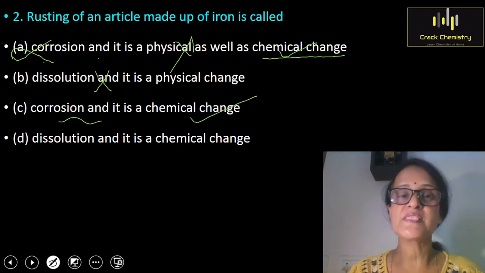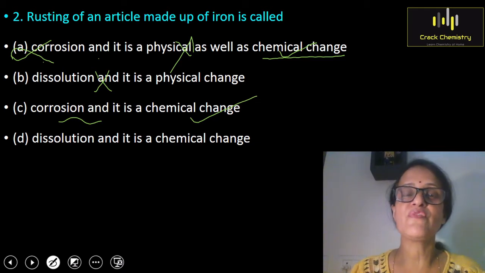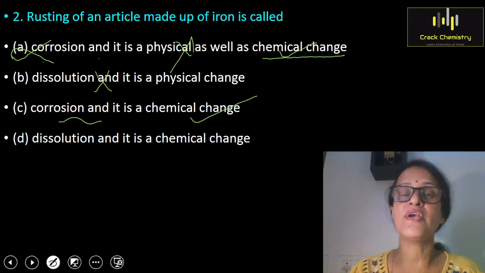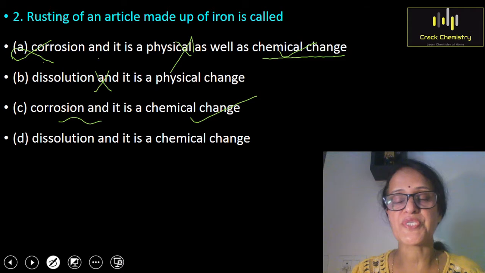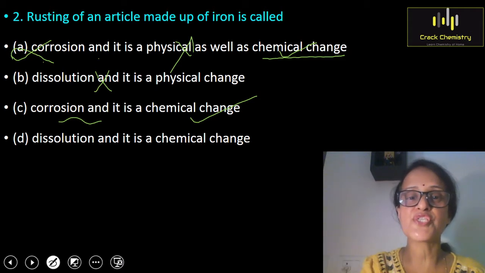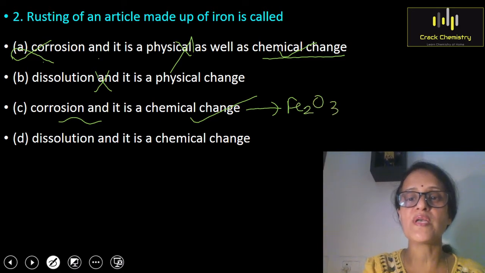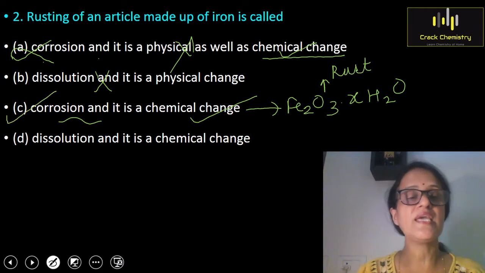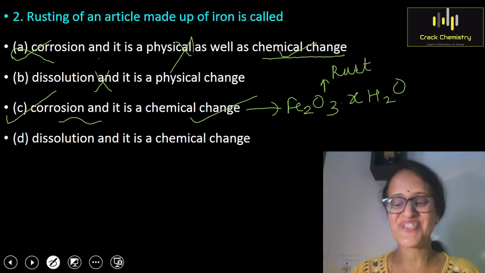Yes, children. Option C is a correct option because rusting of an article which is made up of iron is called corrosion. And corrosion is a chemical change where iron undergoes rusting, undergoes corrosion in the presence of moisture and oxygen, and rust is formed, and the chemical composition of rust is Fe2O3.xH2O. So Fe2O3.xH2O is called rust. So your correct option is option C. I hope this question is also clear to you.